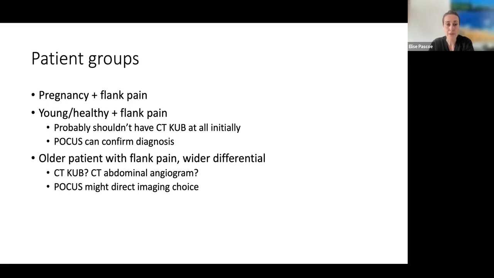Patients who are young, healthy, and present with flank pain, and you feel that this is most likely clinically consistent with uncomplicated renal colic. If you can get the pain under control in these patients, they probably shouldn't all have a CT KUB initially, even with reduced dose scans. There is a reasonable radiation load with these patients.